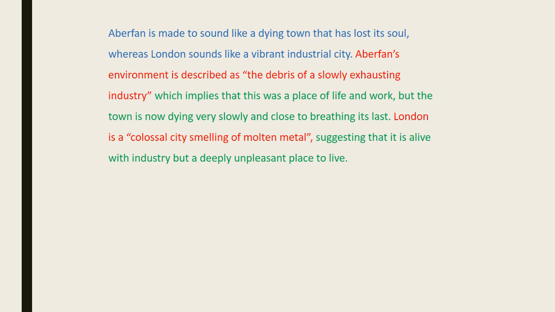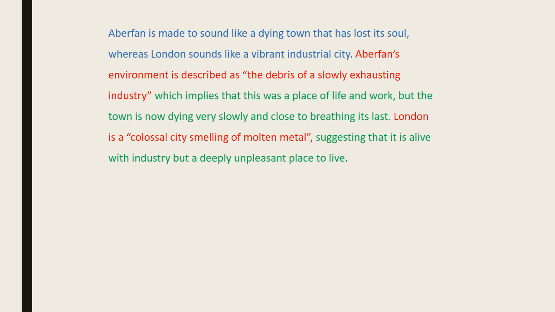Of course, I could say Aberfan's environment describes the debris of a slowly exhausting industry, while London is a colossal city smelling of molten metal, which suggests that Aberfan was a place of life and work, but the town is now dying very slowly and close to breathing its last, while London is alive with industry, but a deeply unpleasant place to live. So I could organise it like that if I wanted, just to keep an SQ and an I.